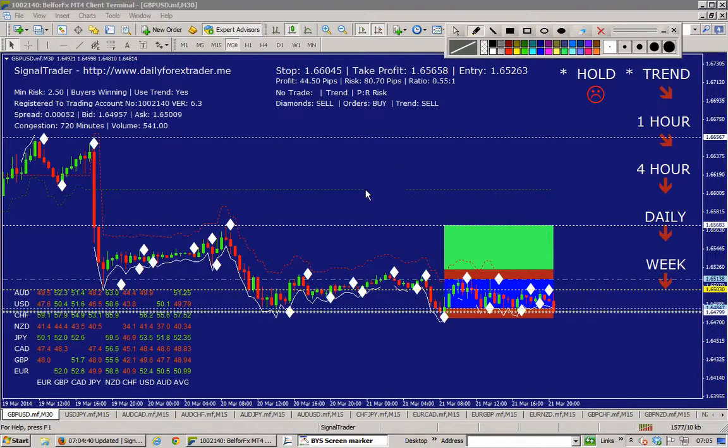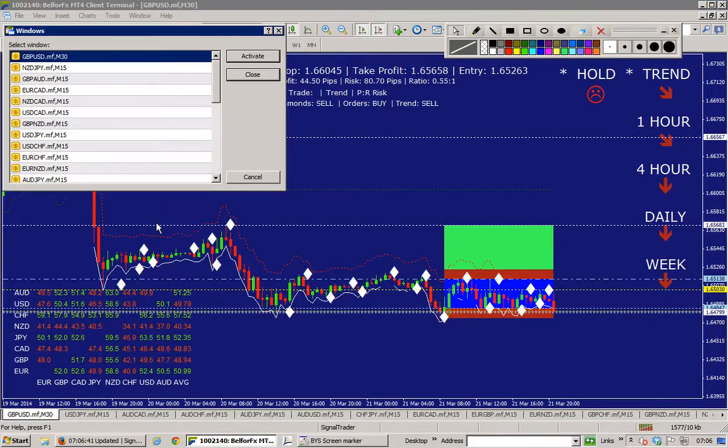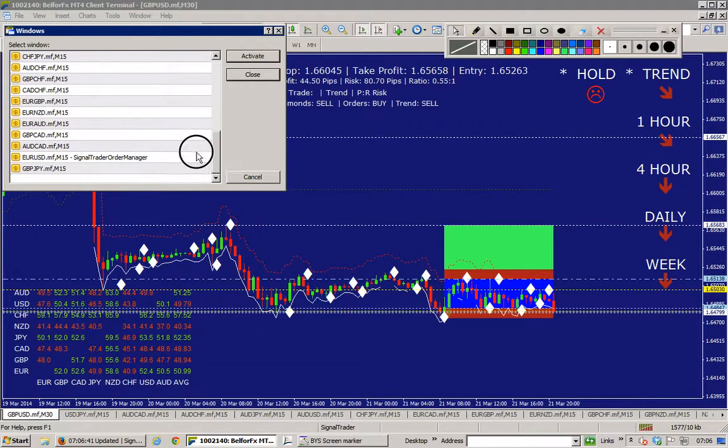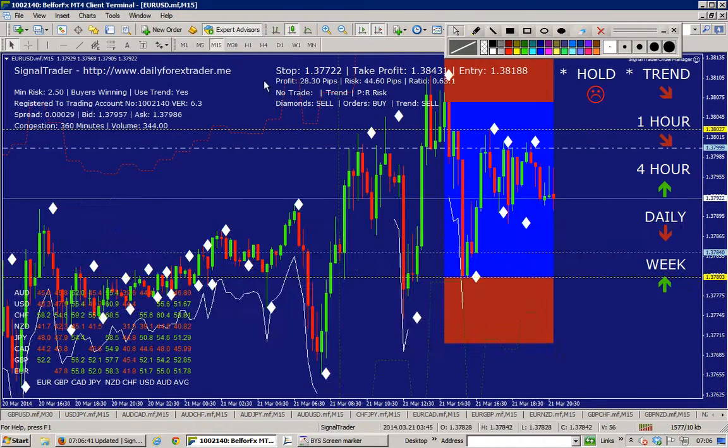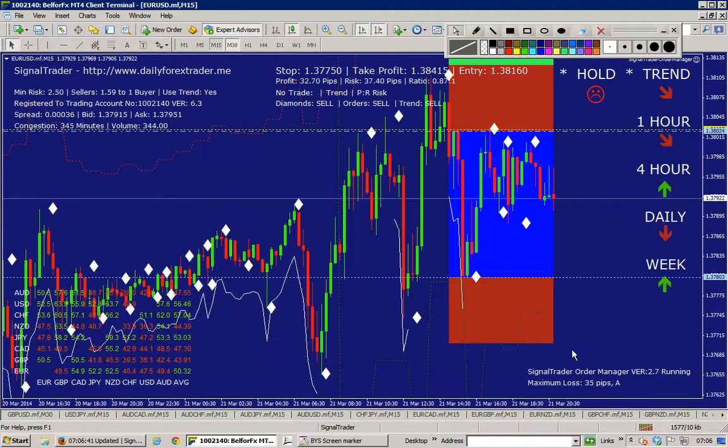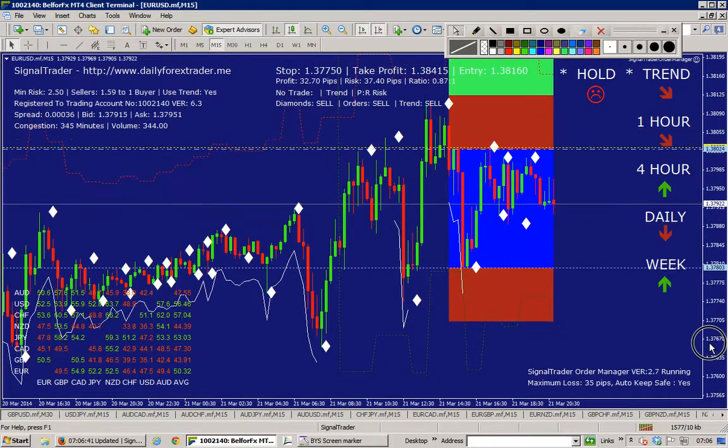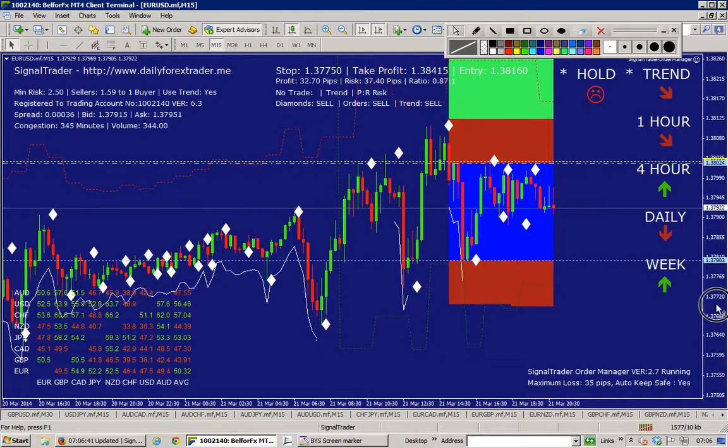Let's say, for instance, going back to sterling yen. Let's go to that window. I'm going to talk about the order manager. Now the order manager is an essential part of the SignalTrader system, and it's running on this chart here. You can see it down the bottom. So the order manager actually manages your trades for you. It manages the trade before it's a trade and while it's a trade.